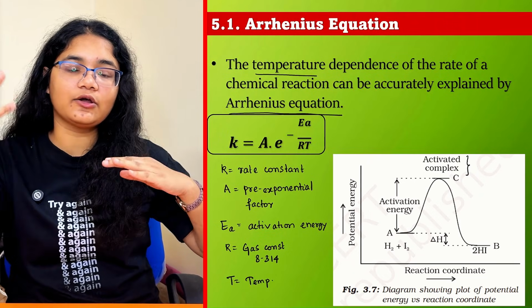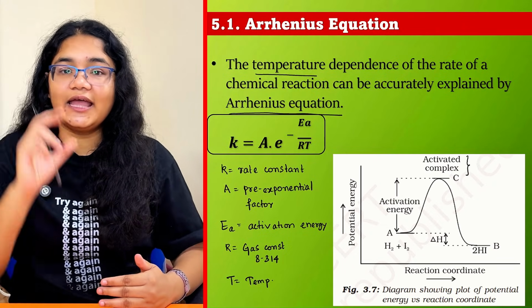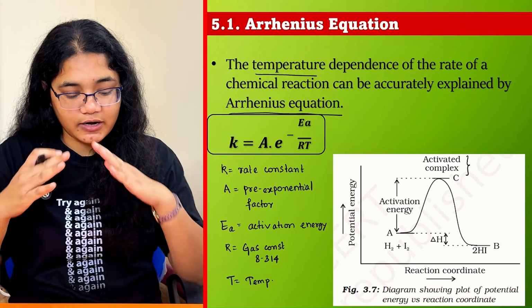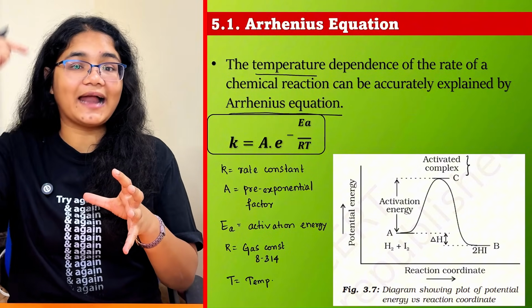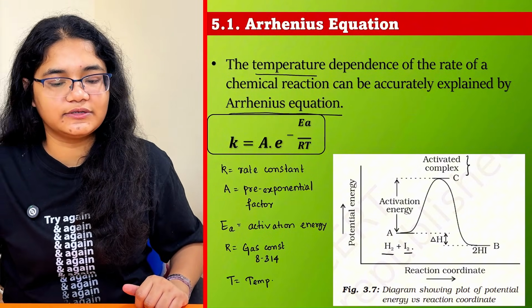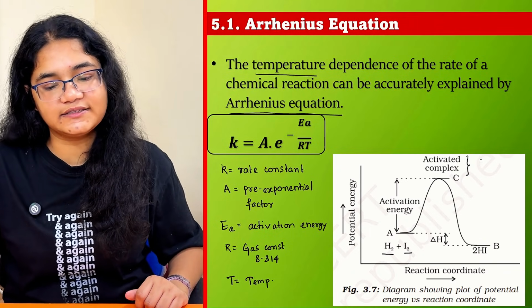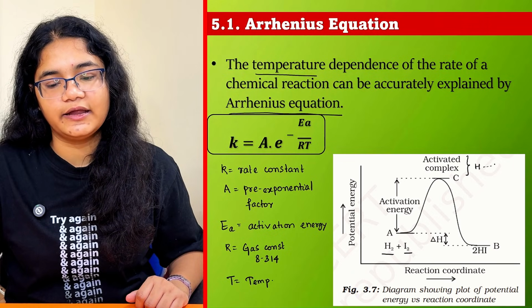So the activated complex is a complex which has higher energy than the reactants. The energy that is required for converting the reactants to the activated complex is called your activation energy. Now you see H2 and I2 is there. First they will convert to this activated complex. So what is this activated complex? Let me show you. It is something like this.